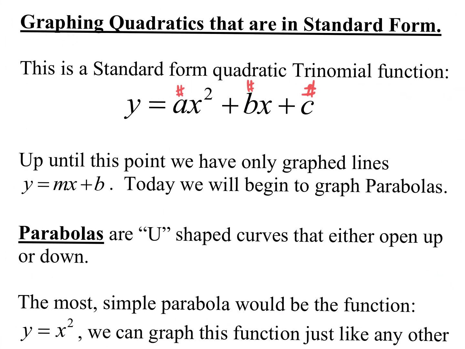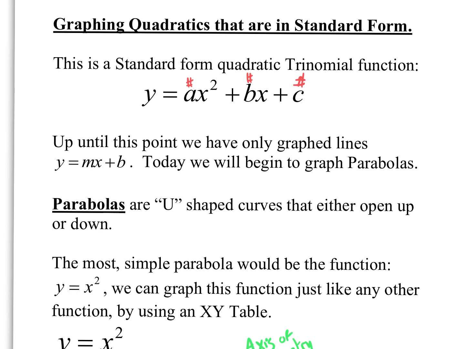Yesterday we learned that we could graph a standard form quadratic trinomial equation. Standard form means that it's in order, highest exponent down to smallest, down to the constant. The a, the b, and the c are just numbers. And we're going to need to know that the a is the number in front of the x squared, the b is the number in front of the x, and the c is the number without a variable, okay?